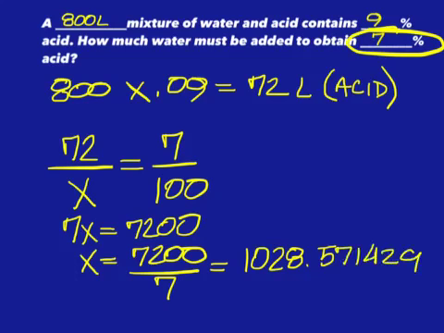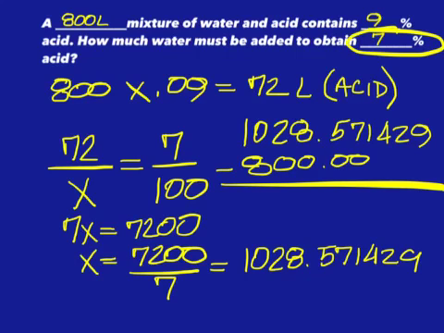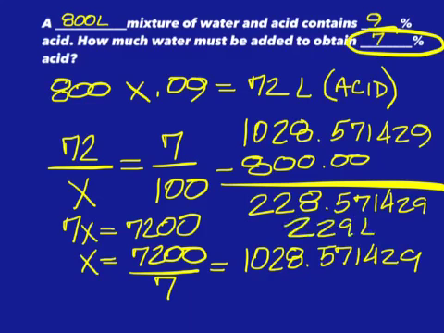1028.571429. Leave that in your calculator, because what you're going to do with it is to subtract your beginning amount, which is 800. If you subtract 800, you should come back with 228.571429. But in this case, I'm telling you to round to the nearest liter. If you have to round to the nearest liter, it's going to be 229 liters.